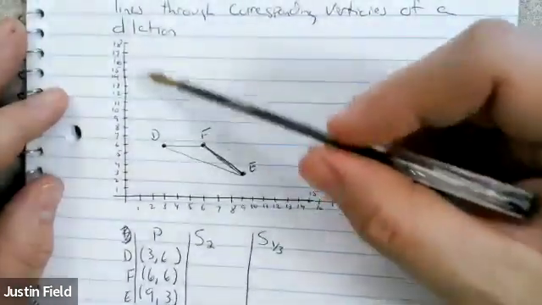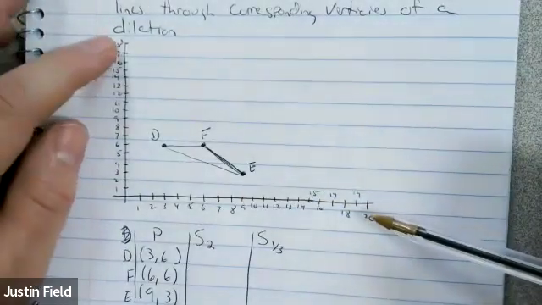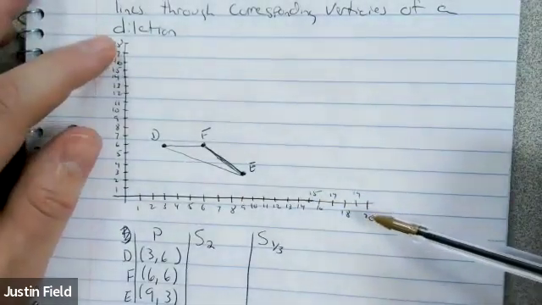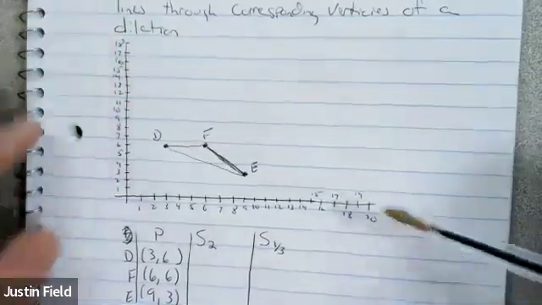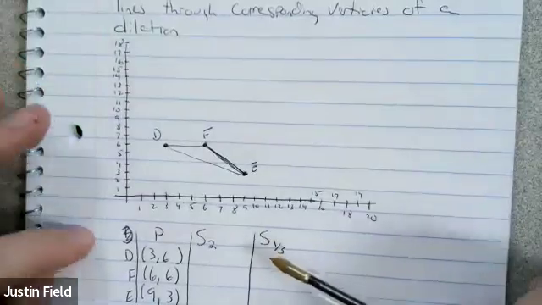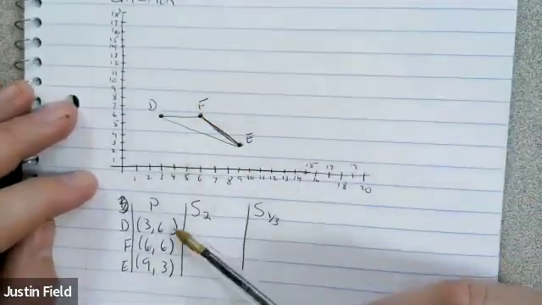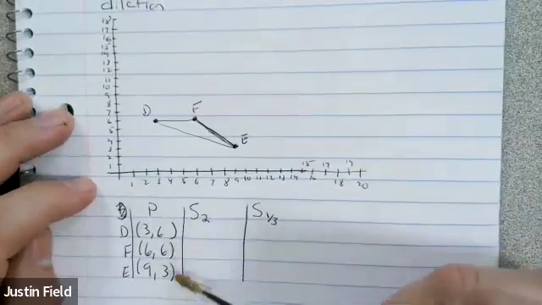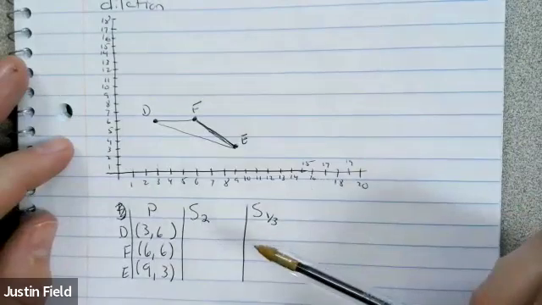So go ahead and make a nice little coordinate grid up to 20 or at least 18. Take your time, make it nice. Maybe we can even get some graph paper. And then we're going to graph triangle D, F, and E. So there are the points of D, F, and E. So pause the video and make what I did here.